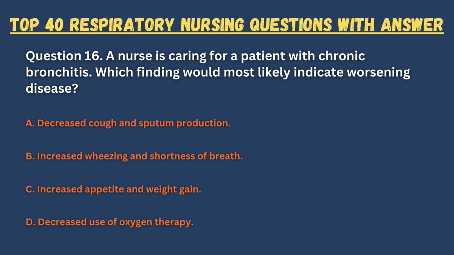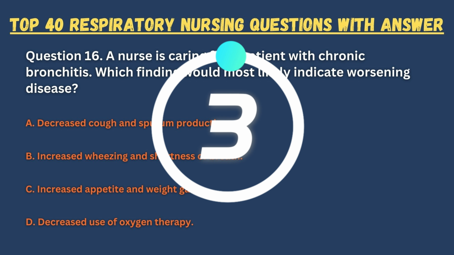Question 16. A nurse is caring for a patient with chronic bronchitis. Which finding would most likely indicate worsening disease? A. Decreased cough and sputum production. B. Increased wheezing and shortness of breath. C. Increased appetite and weight gain. D. Decreased use of oxygen therapy.